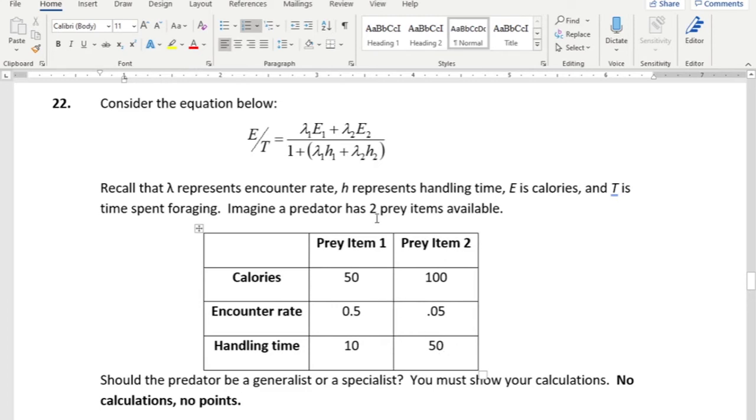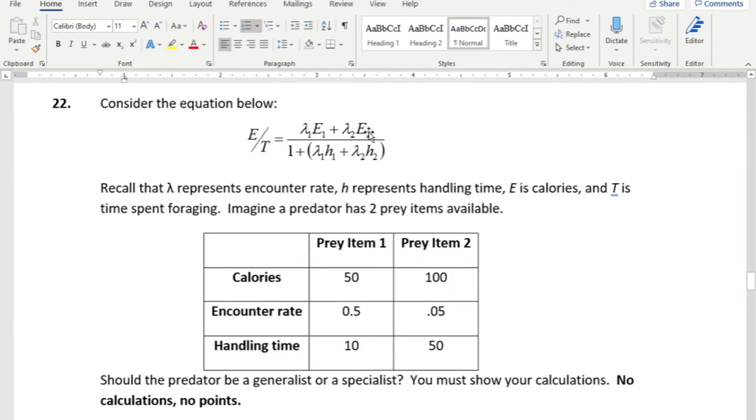So the way to solve this is to first solve it for both food items. Just use these numbers and plug them into this equation up here. E1 is going to be 50, E2 is going to be 100. So just plug the rest of these values into that equation and solve it. You're free to use a calculator.